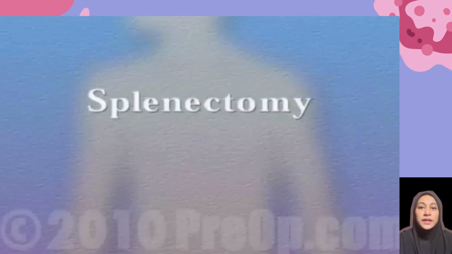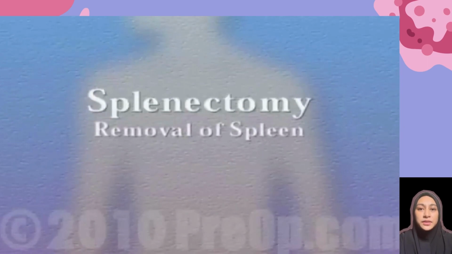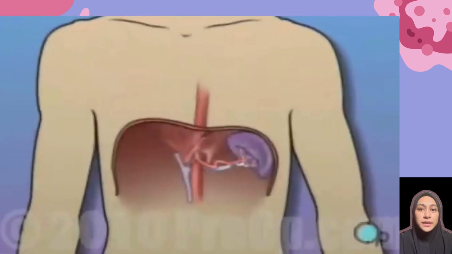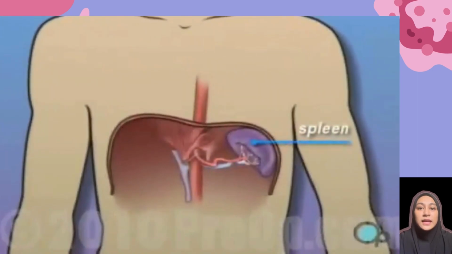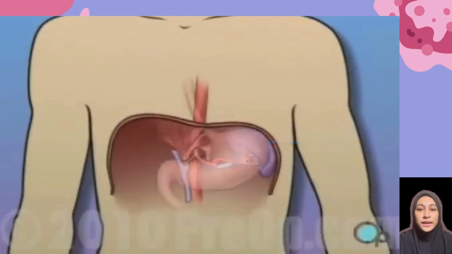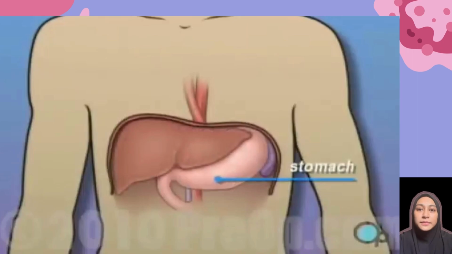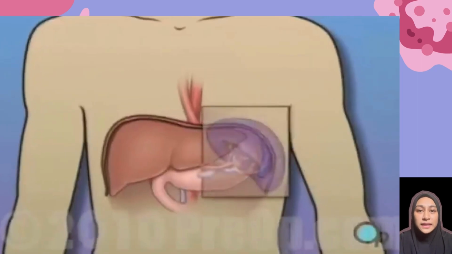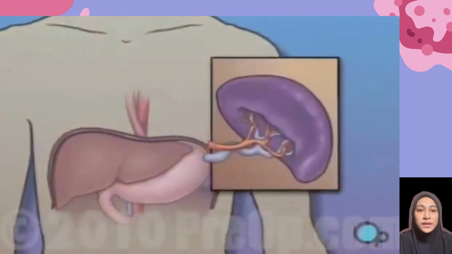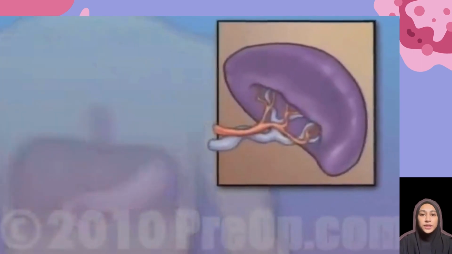Splenectomy. Your doctor has recommended that you undergo a splenectomy, or spleen removal surgery. But what does it actually mean? The spleen is one of the organs in your body that works to clean your blood. The spleen is located behind the stomach and to the left of the liver. Specifically, the spleen picks out and destroys red blood cells that are no longer useful.